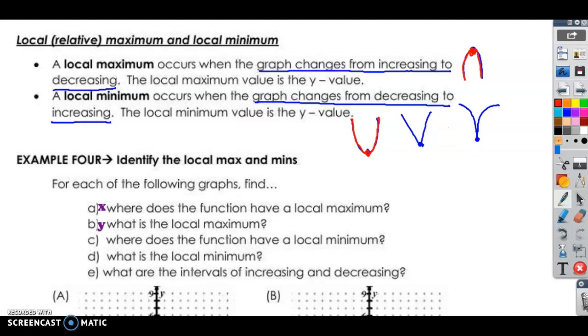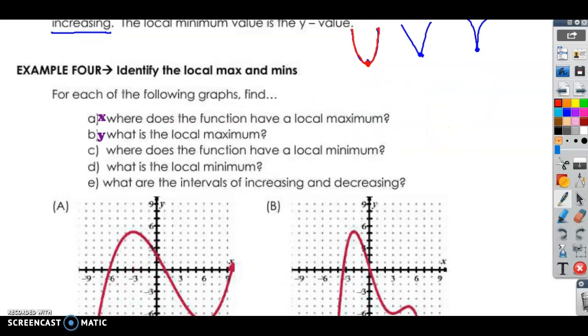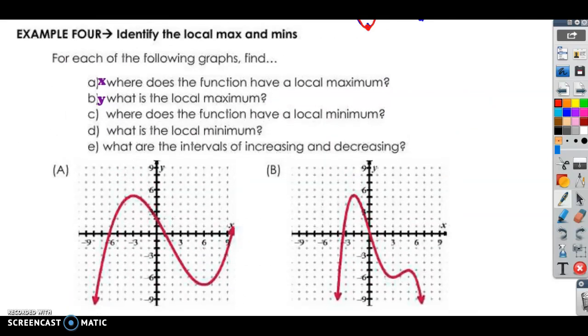So we're going to go ahead and I'm going to label this graph. Well, I already have the answers here. So for when they ask you a question, and I'm not going to be tricky about this on quizzes or tests or anything, but it is something for you to know. When they ask you, where does the function have a local minimum, they're asking for the x value. And when they're asking what is the local minimum, they're asking for the y value.